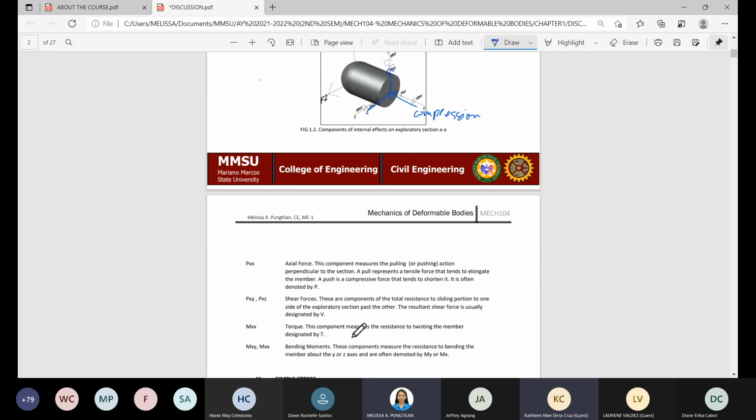And then our torque, or yung ating moment at X phase acting on the X direction, is the component that measures the resistance to twisting the member, designated by T. So ito yung MXX natin, moment at X phase along X direction, and then yung ating moment at the X phase acting on the Y direction, and this must be Z.